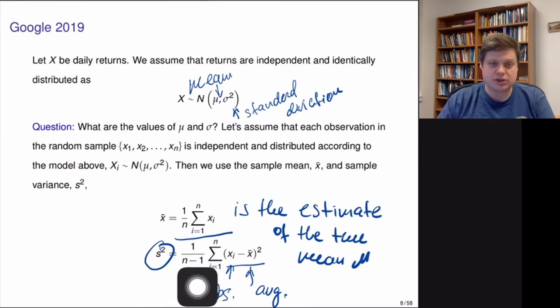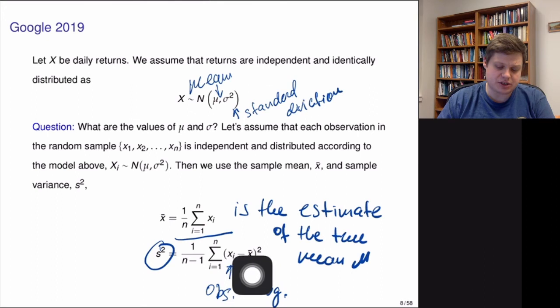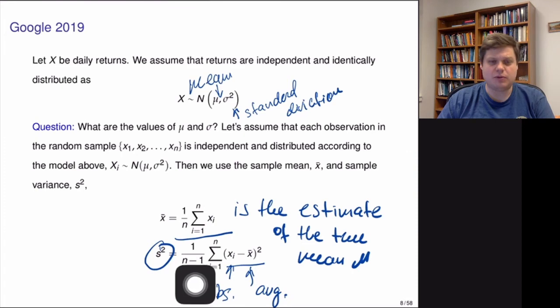The reason for the true standard deviation having n minus 1 here is that we already used n observations to calculate this x bar. So we're kind of recycling the data twice, and in order to adjust for the fact that we are recycling the data, we put n minus 1 here.